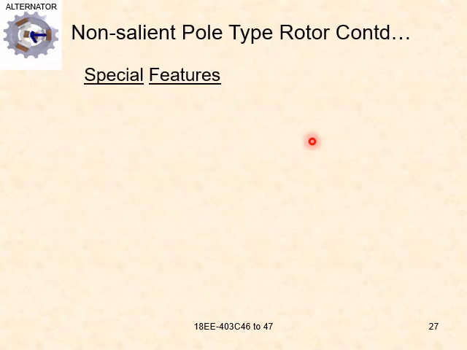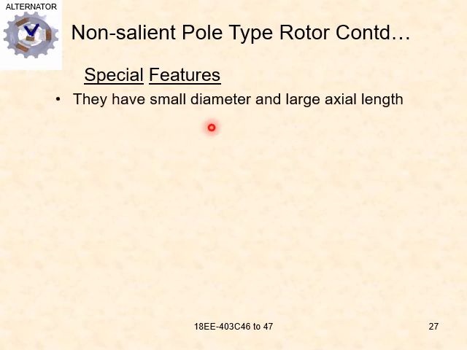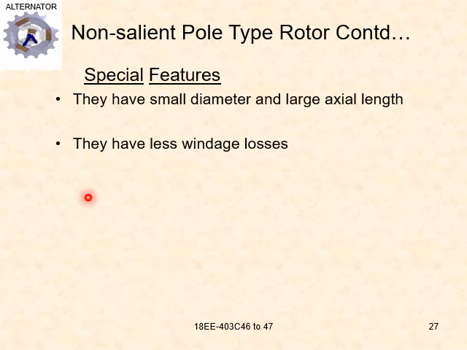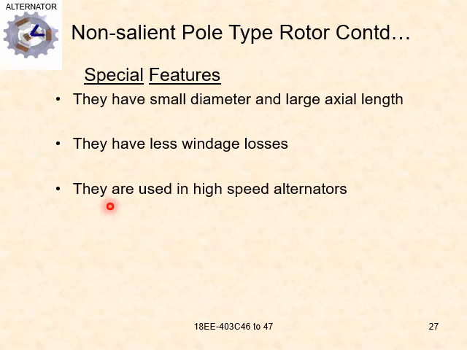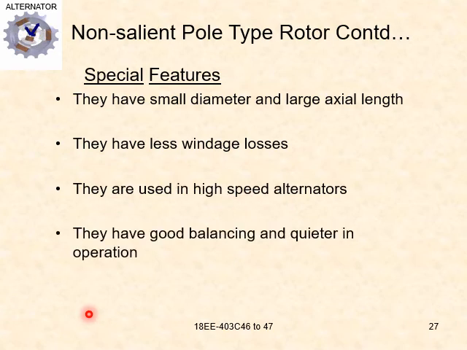In continuation with non-salient pole, we have some special features. They have small diameter and larger axial length. They have less windage losses. They are used in high-speed alternators, and they have good balancing and are quieter in operation.